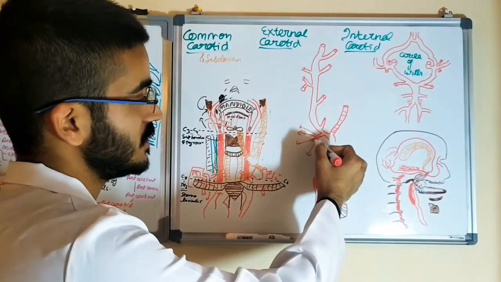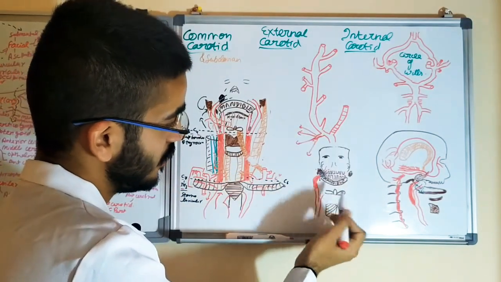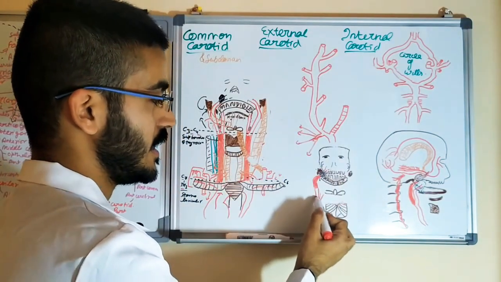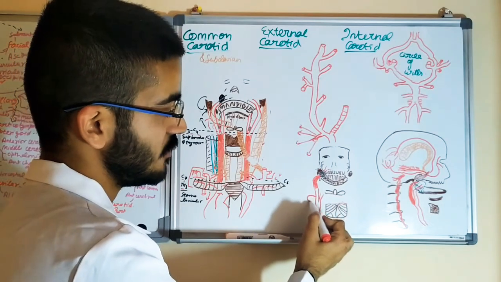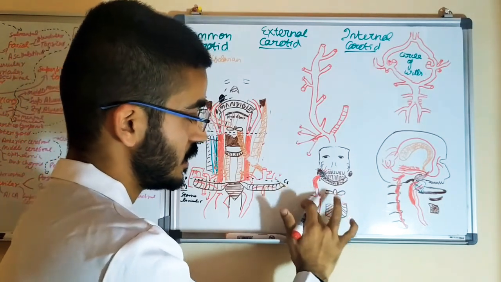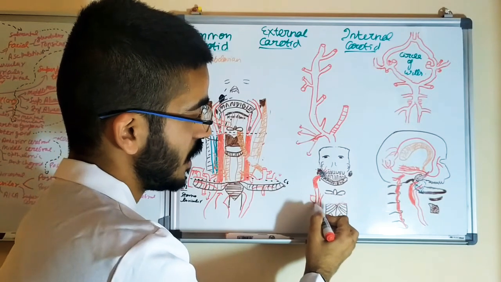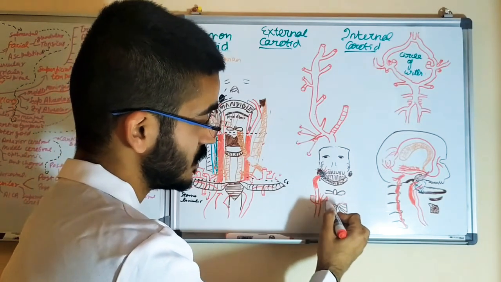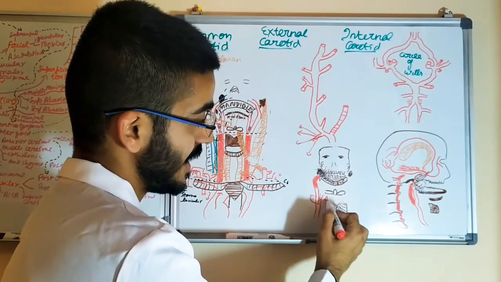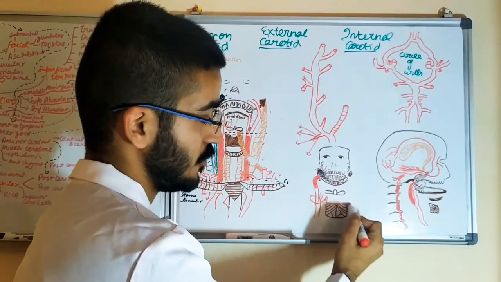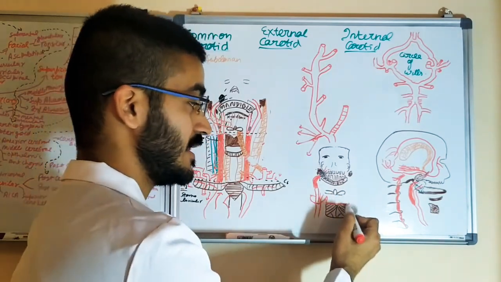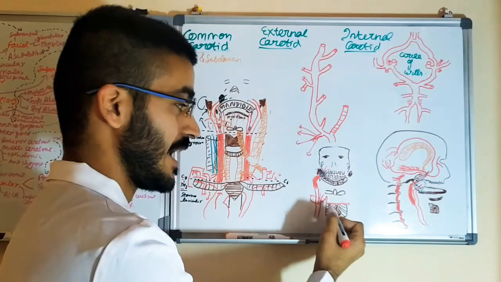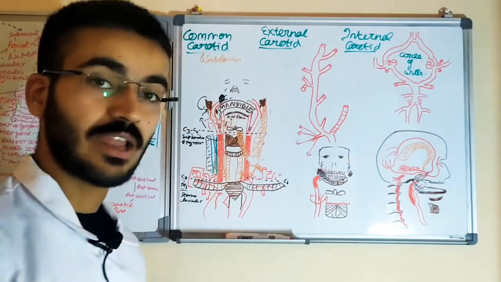while the main branch, that is the superior thyroid artery, originates right after the bifurcation. It crosses over the common carotid artery, it moves along the strap muscles and reaches the superior border of the thyroid gland, and it is supplying the superior border of the thyroid gland and also the larynx.